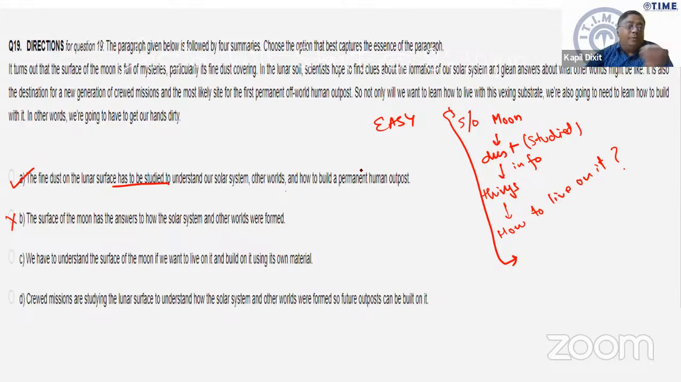Okay. So people have marked B. Now, this does not have the idea of building on the lunar surface. इसमें जो building वाला बात है, building on the lunar surface, this portion, building on lunar surface. This is missing, which is a very important part of the paragraph. So it is incomplete in nature, partially true.